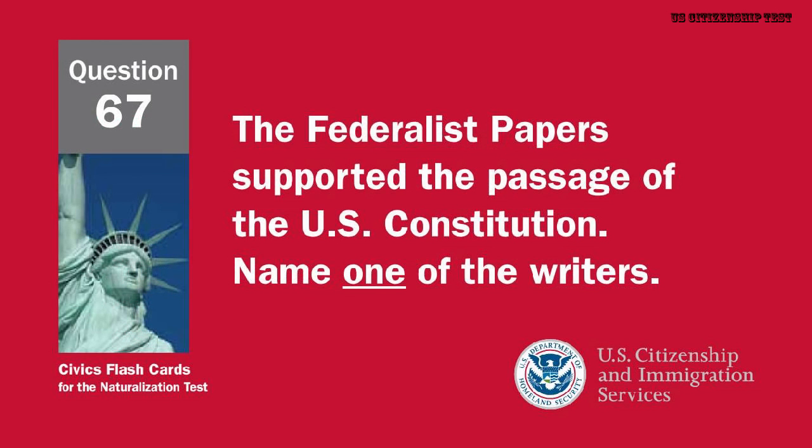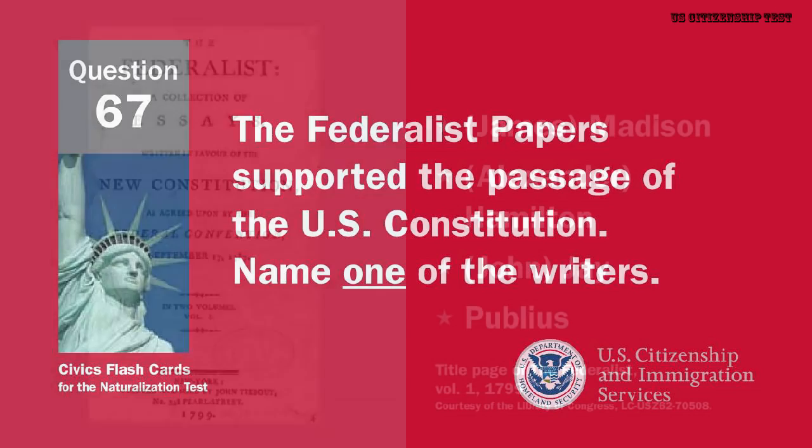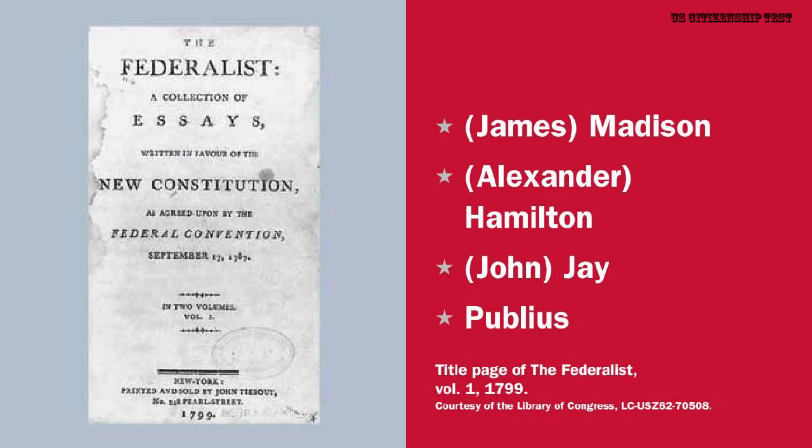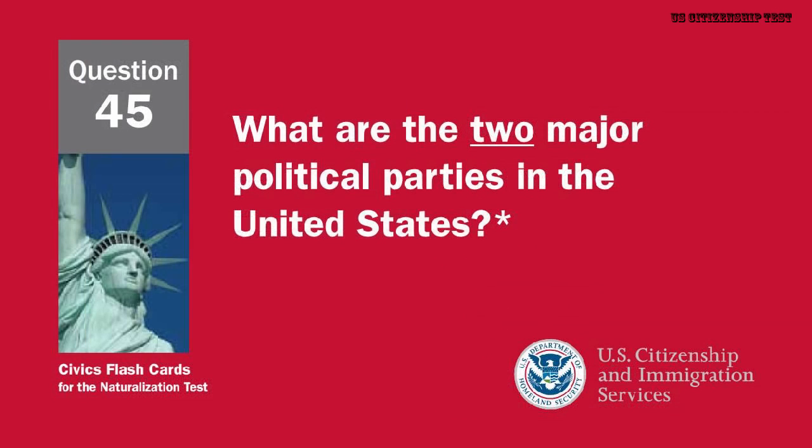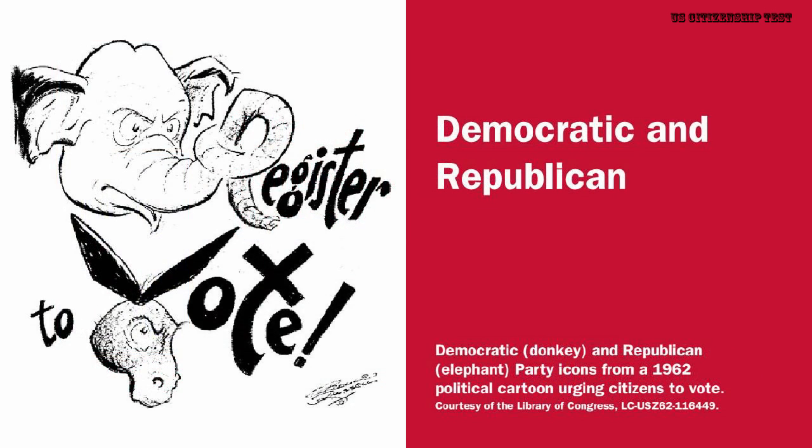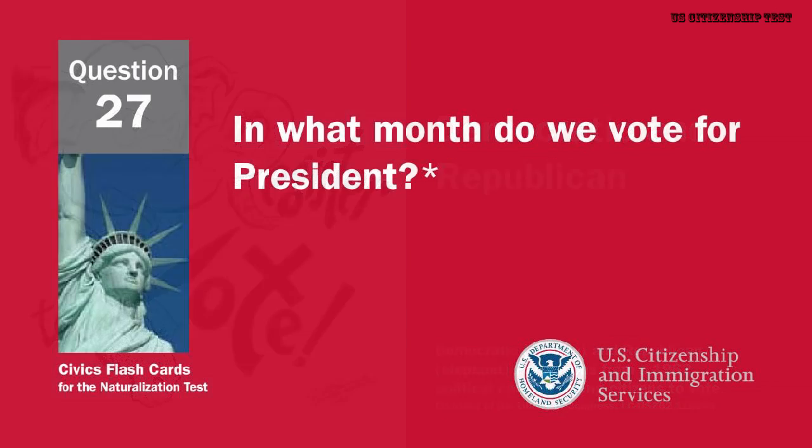The Federalist Papers supported the passage of the U.S. Constitution. Name one of the writers. James Madison, Alexander Hamilton, John Jay, Publius. What are the two major political parties in the United States? Democratic and Republican. In what month do we vote for president? November.